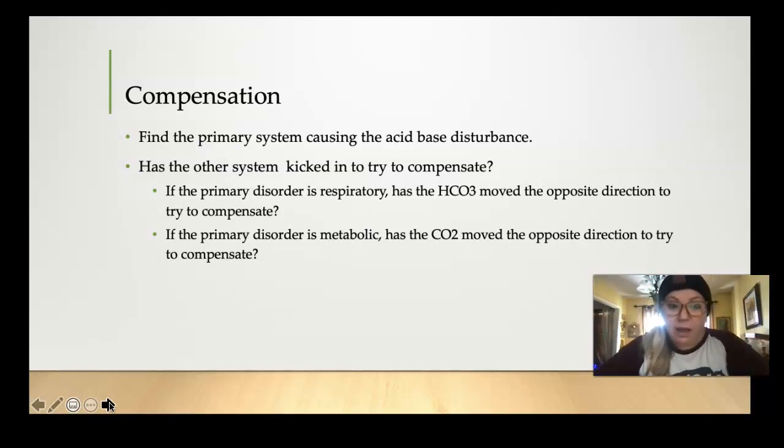So, again, if the primary disorder is respiratory, we have to look and see if the bicarb has moved in the opposite direction to try to compensate. If the primary disorder is metabolic, we have to look at the CO2 to see if it's tried to compensate. That's kind of what we're looking at. Has the opposite system done anything to try to help correct this? And that's what we're going to do with this next set of 3 problems.